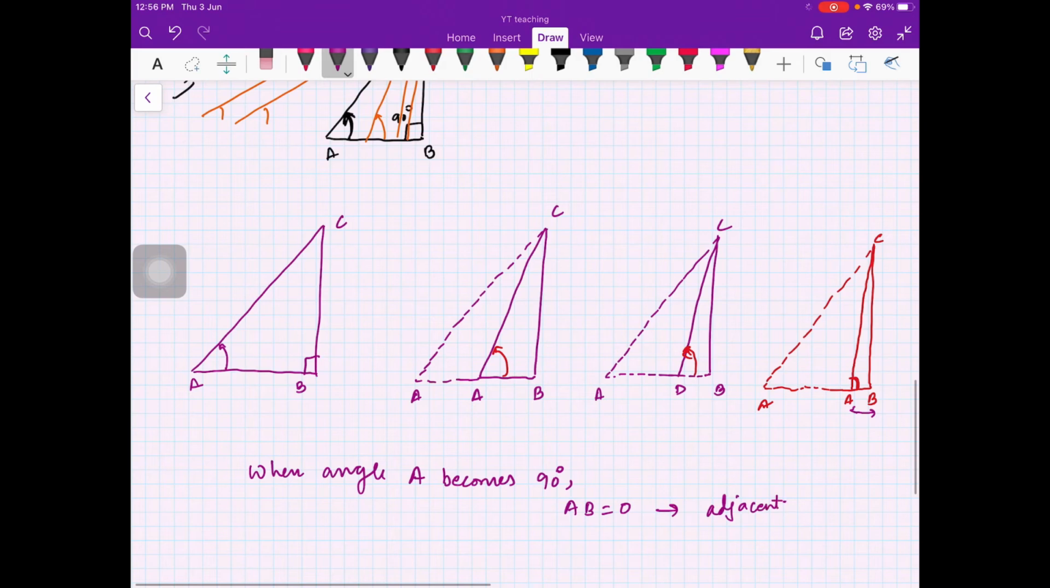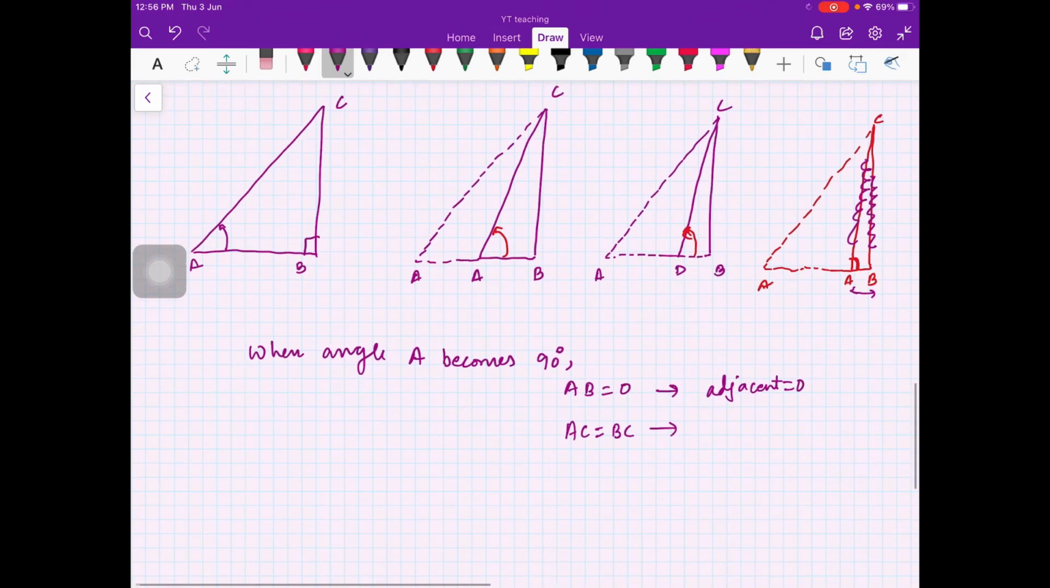Adjacent side will become 0, and AC and BC will be equal. You see, this side and this side, they will coincide. Okay, so they will be equal. So AC is your hypotenuse, and BC is your opposite side. Right, now we know all the information about the three sides. You can write down the ratios now.